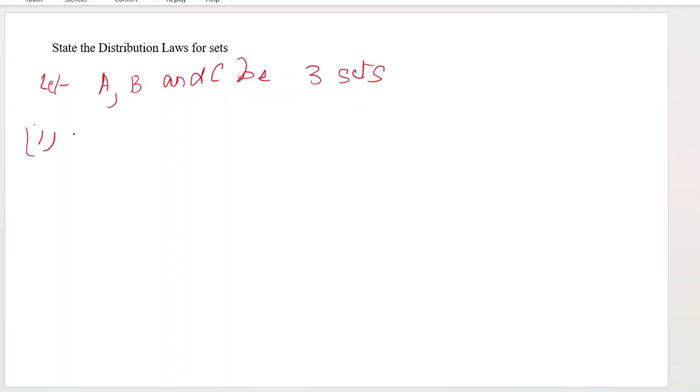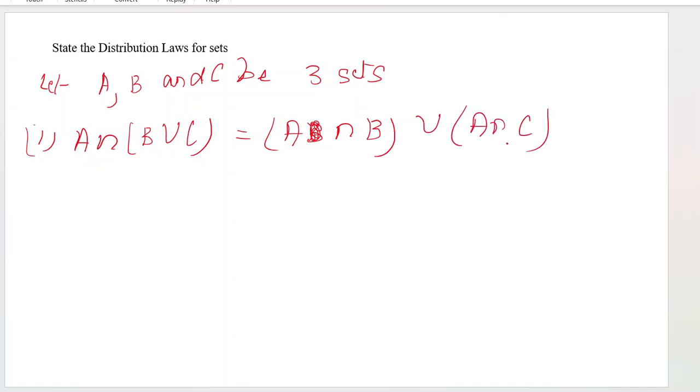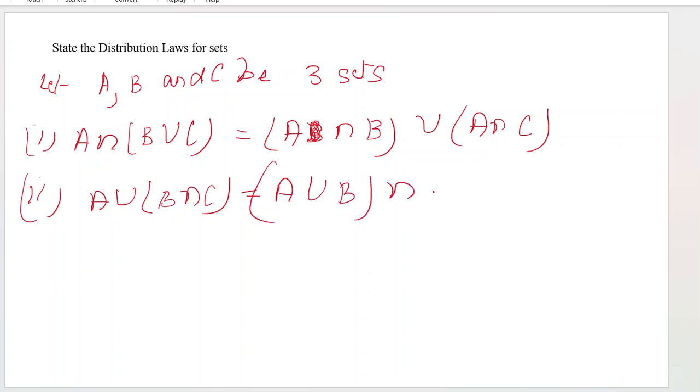The first law says that A intersection (B union C) is equal to (A intersection B) union (A intersection C). The second law is A union (B intersection C) is (A union B) intersection (A union C). So the first law deals with intersection outside, union inside. Second law, union outside, intersection inside. So these are the two distributive laws.